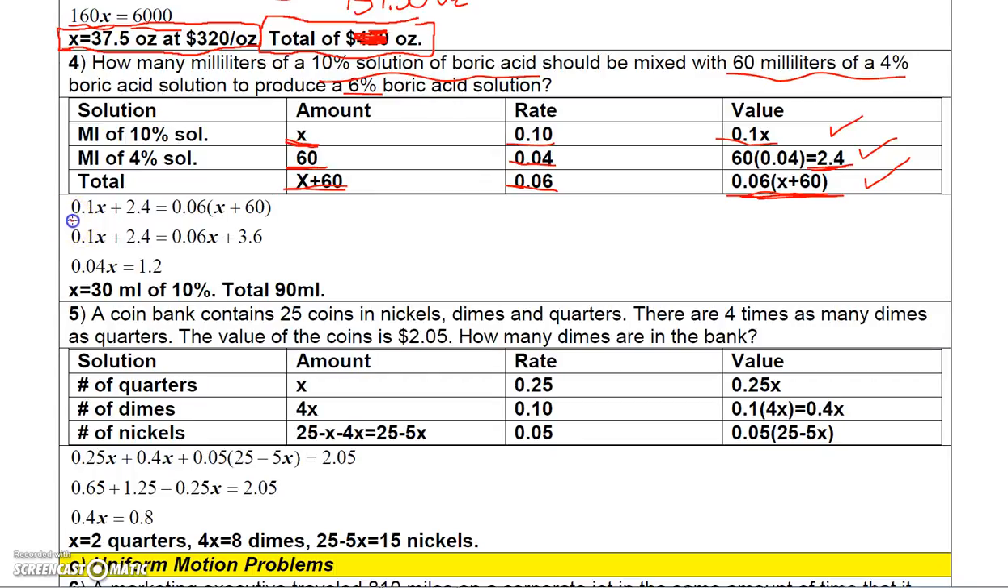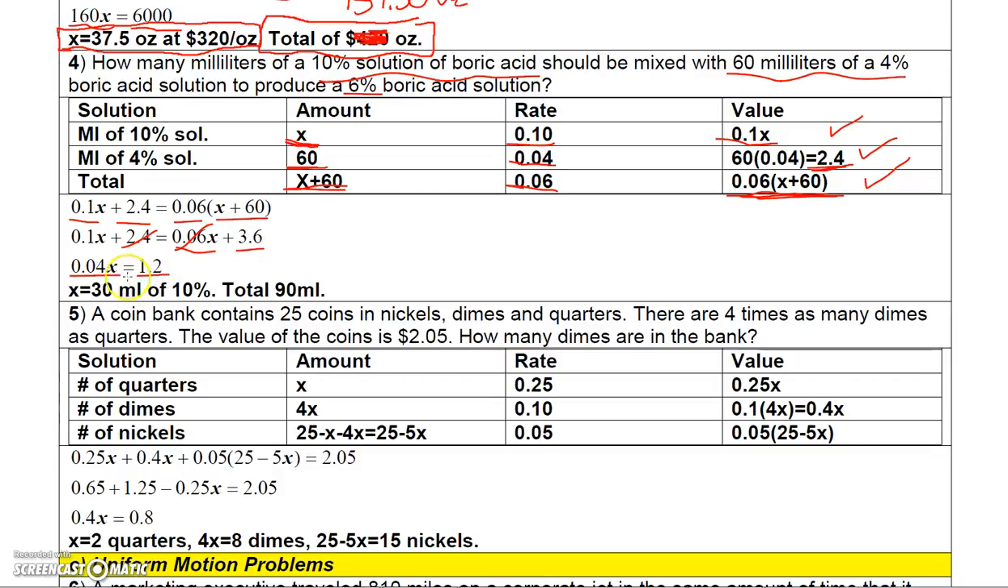So if we take 0.1x and we add it to 2.4, that should equal 0.06x times X plus 60. And then you distribute 0.06x times X here, and then 0.06 times 60 would be 3.6. And now our algebra kicks in that we learned before. If we subtract 0.06x from both sides, we'll get 0.04x on the left, and of course on the right it cancels. And then if we subtract 2.4 from both sides, it cancels over here, and then 3.6 minus 2.4 gives me 1.2.